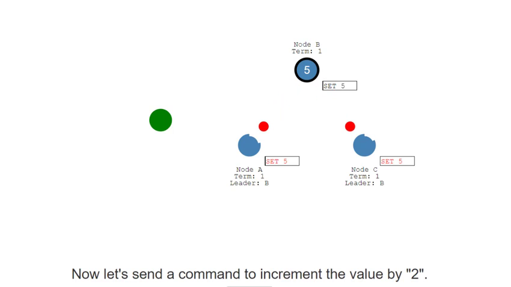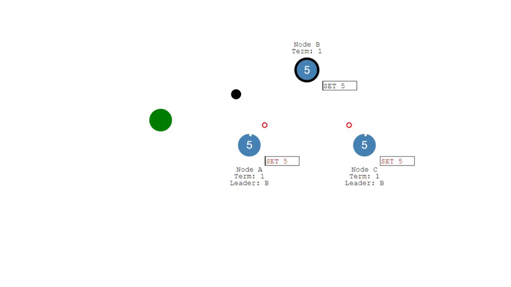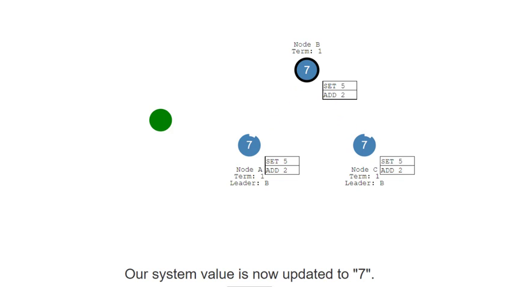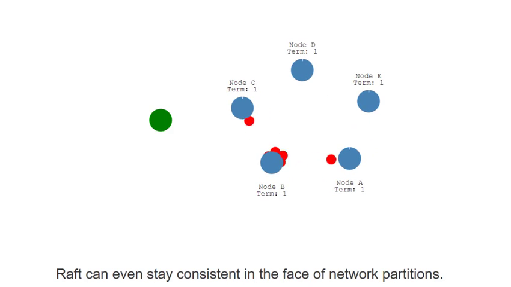Now let's send a command to increment the value by 2. So node B has added it, and the 2 has been replicated to both nodes A and C, and finally node B has committed the value and again sent the heartbeat saying that it has committed the value, and the follower nodes also committed the value. So the system's value is now updated to 7.